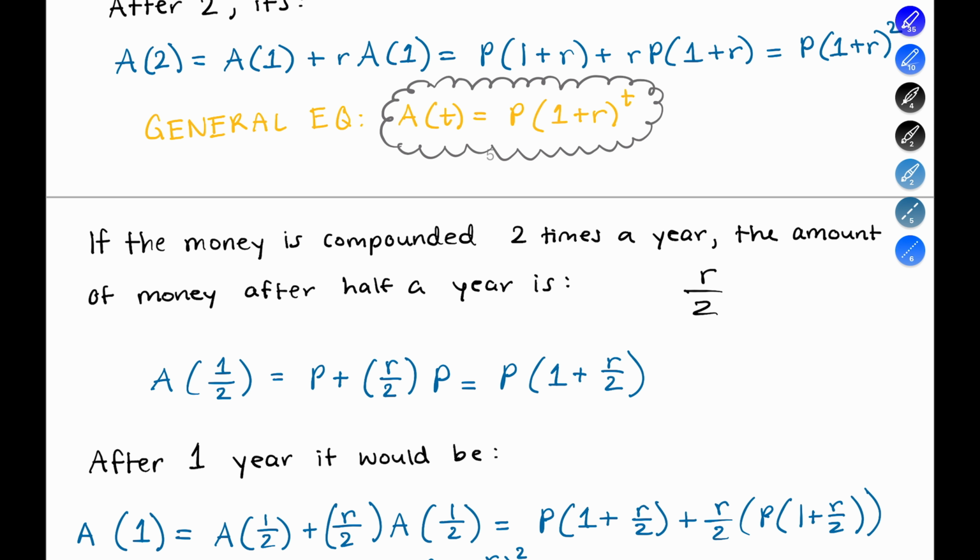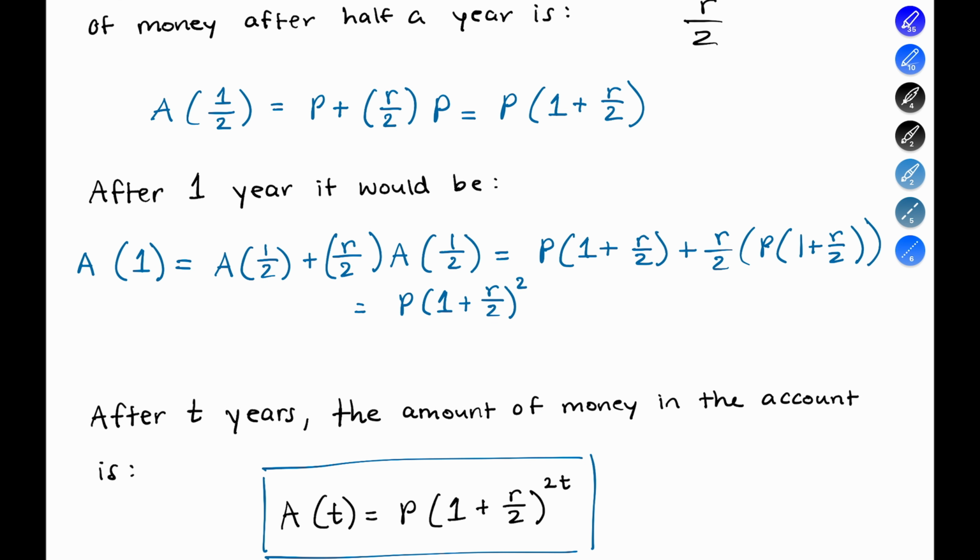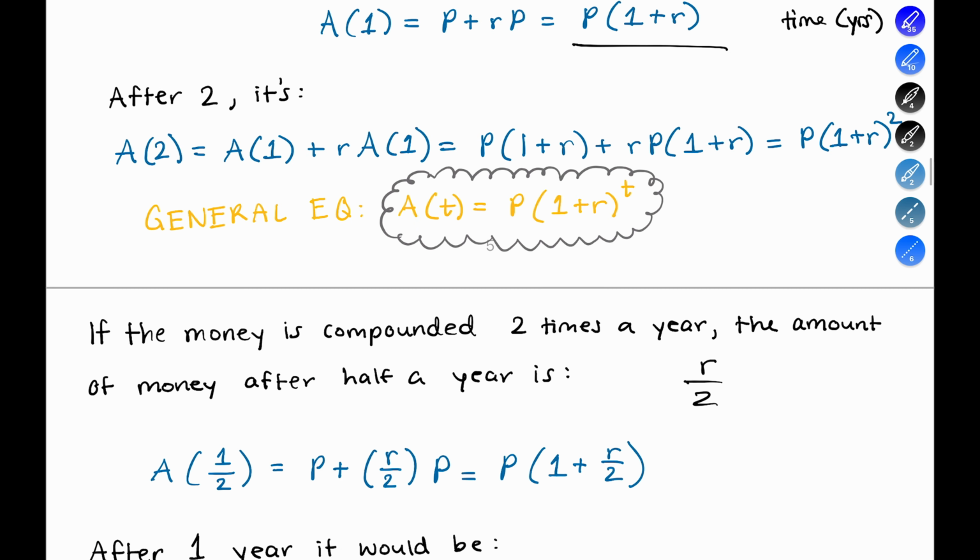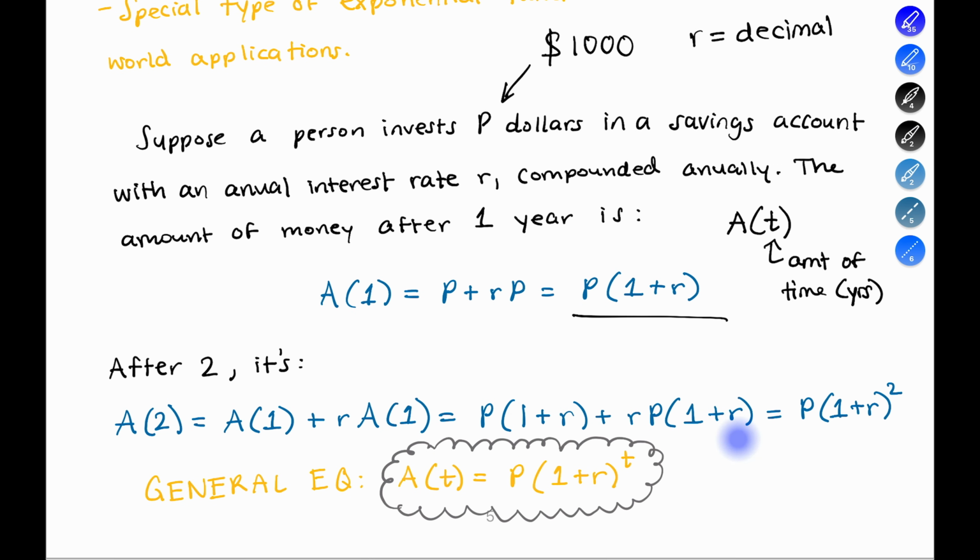So now if we continue with the process, A of 1/2 is equal to P plus r divided by 2 times P, which is equal to P times 1 plus r divided by 2. After 1 year, A of 1 is equal to A of 1/2 plus r divided by 2 times A of 1/2. And if you simplify it down, then we get P times 1 plus r divided by 2, squared. So again, it's the same process that we did over here.